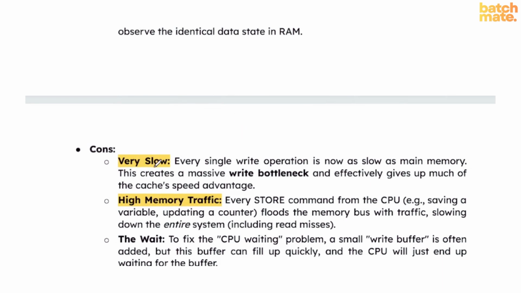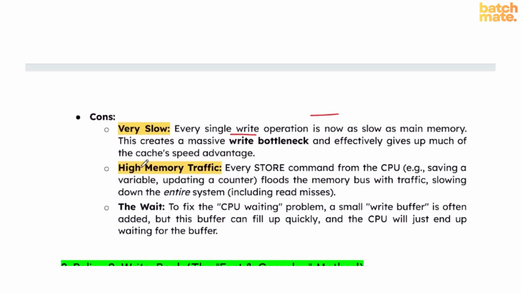Speed. Remember why we built the cache? To be fast. If we have to wait for RAM on every single write, we just threw away our speed advantage. Every time you save a file or update a loop counter, the CPU stalls. This massive write bottleneck creates massive traffic on the memory bus, slowing down the entire system, even including read misses.